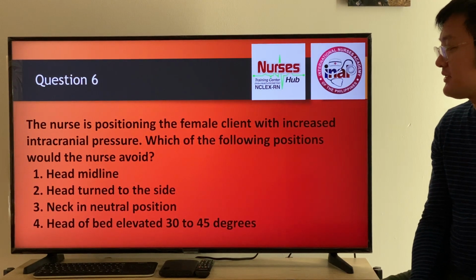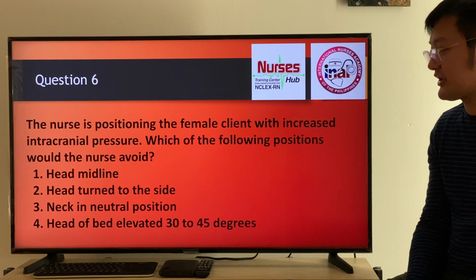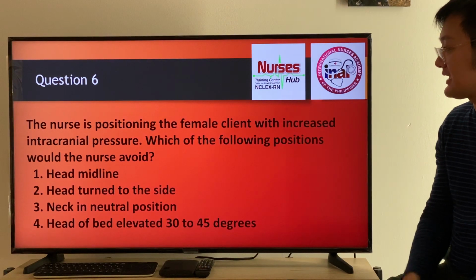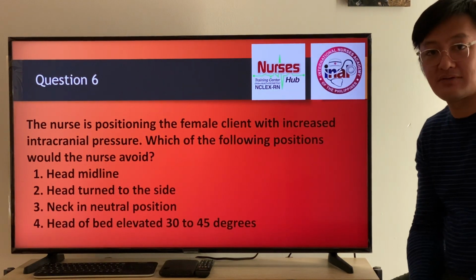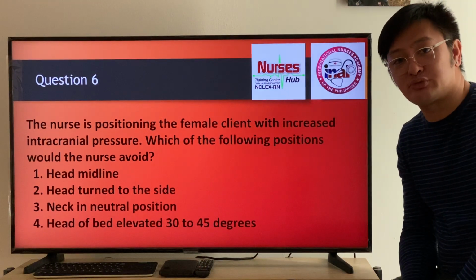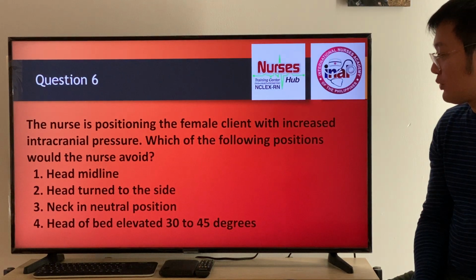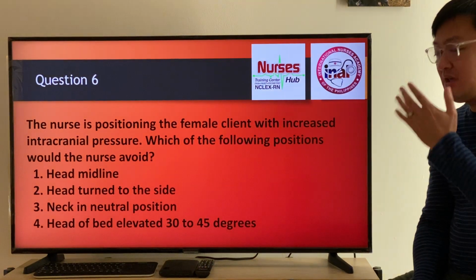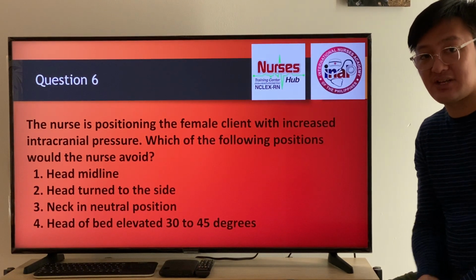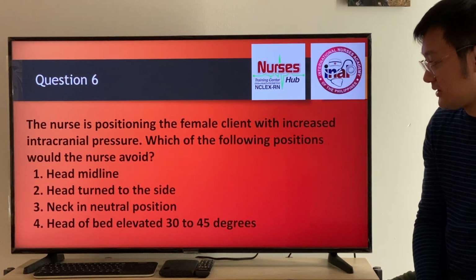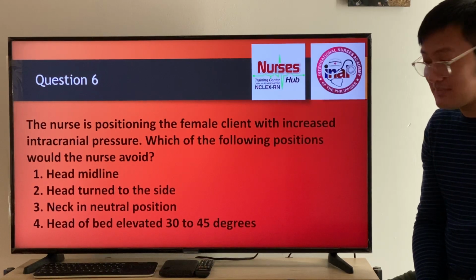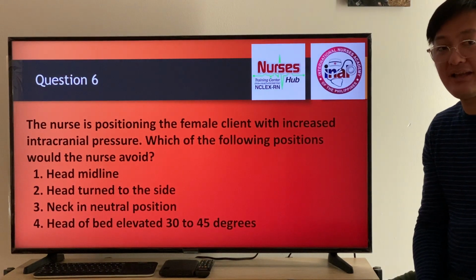Number 6. The nurse is positioning the female client with increased intracranial pressure. Which of the following positions would the nurse avoid? Okay, so this is something to do with increased ICP, right? By the way, the normal intracranial pressure is less than 15 millimeters mercury. Okay, so which of the following positions would the nurse avoid? If you have increased ICP, make sure that the head of the bed of the patient is elevated, right? So head midline, correct. Head neutral, that's your midline, that's number 3, that's correct. Head of the bed elevated, correct.